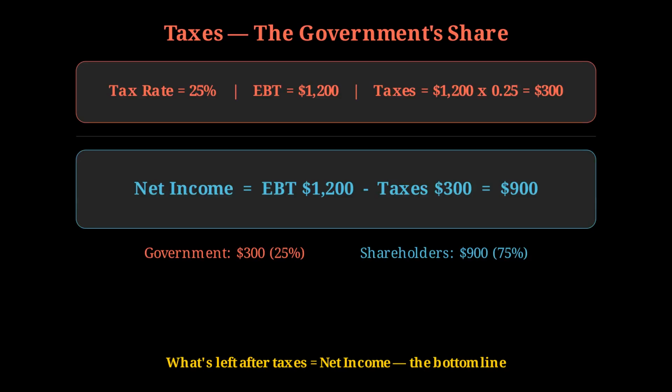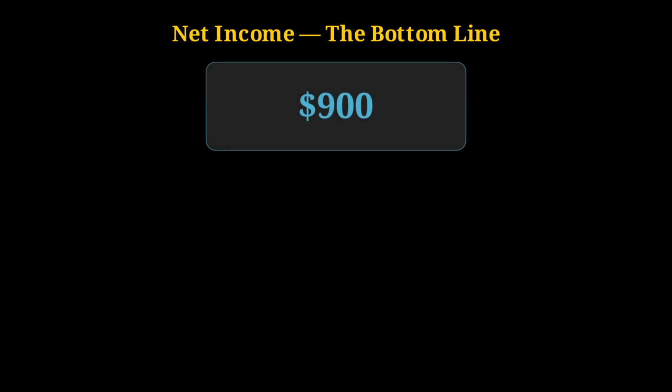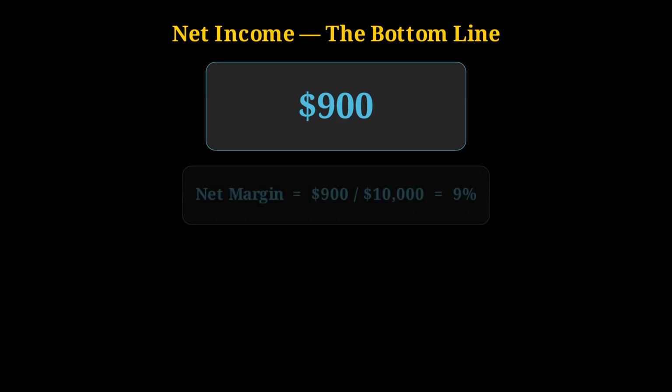Net income is EBT minus taxes. $1,200 minus $300 equals $900. Taxes are the government's share of profit. What's left after taxes is net income, the bottom line. Net income is the bottom line. It is what's left after all expenses: COGS, operating expenses, interest, and taxes. For our widget company, net income is $900.